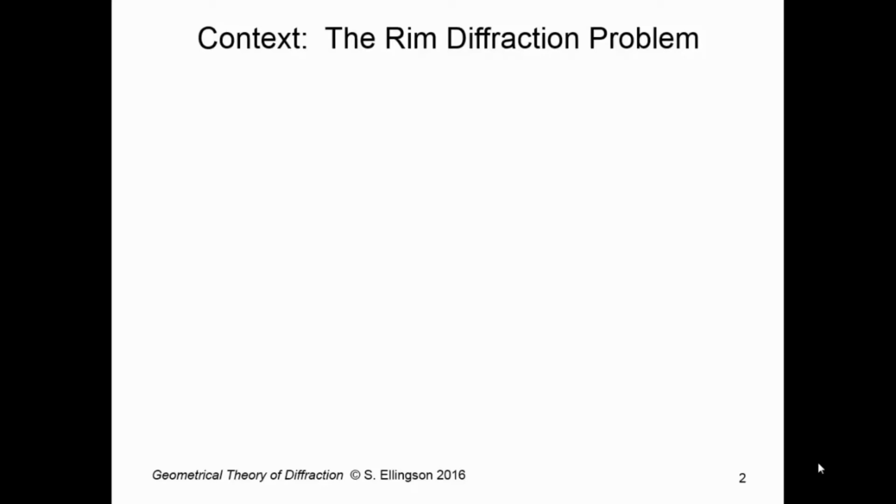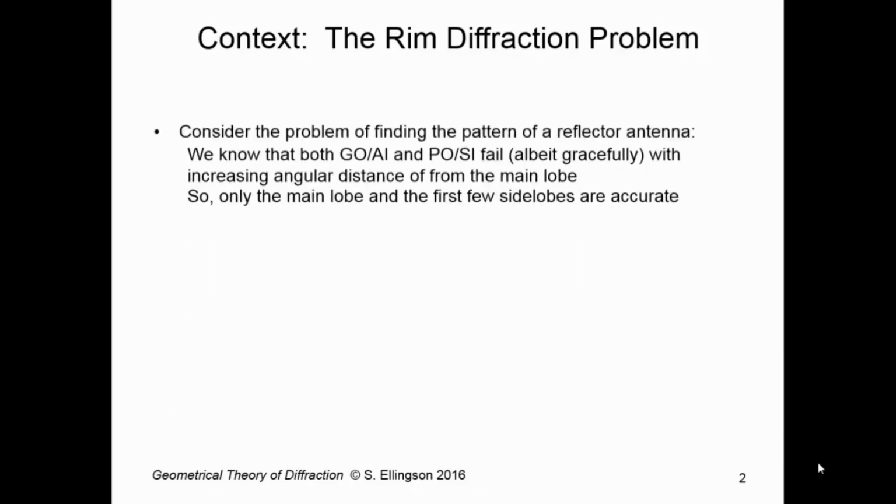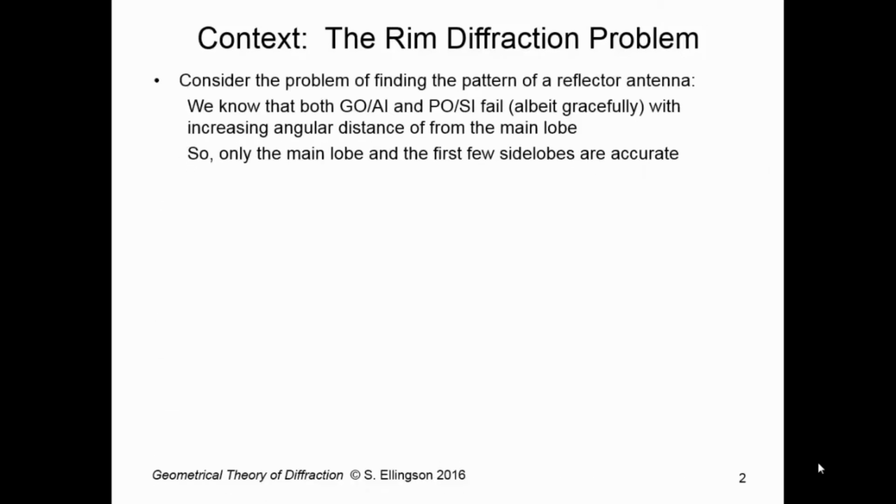So first, a bit of context. In previous lectures, we've been discussing the problem of analyzing reflector antenna systems, and we've avoided the problem of rim diffraction. We've done that by limiting our focus to the main lobe and the first few side lobes. Now we know that the methods that we've used, geometrical optics, aperture integration, and physical optics, surface integration, fail, although gracefully, with increasing angular distance from the main lobe.